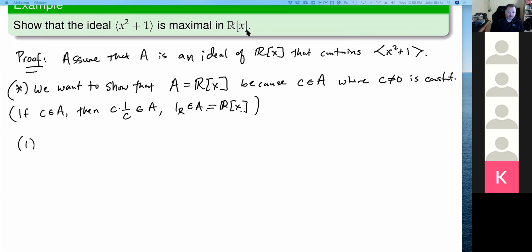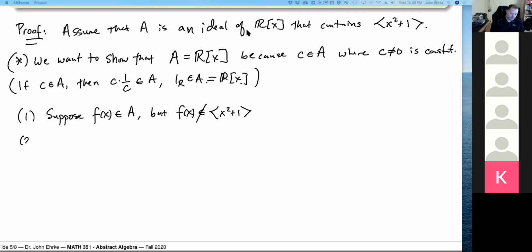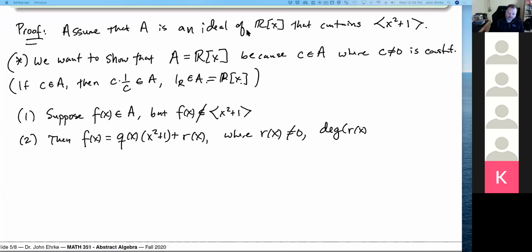So step 1, we're going to say, suppose that you've got a polynomial that exists in this supposed containing ideal, but that polynomial is not in the principal ideal. So it's somewhere in between the two. Then if that's the case, that polynomial must be of the form f of x equal to q of x times x squared plus 1, plus r of x, where r of x is not 0 and the degree of r of x is less than 2.